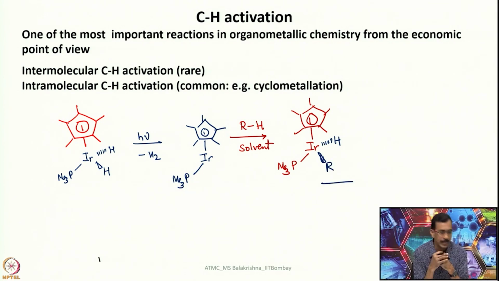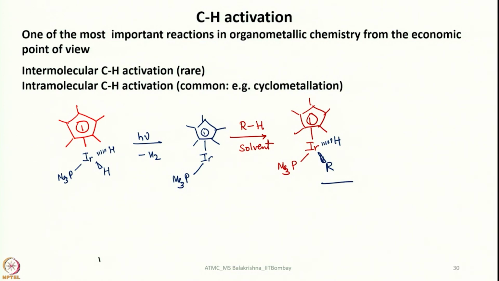This is intermolecular CH activation, and then one can also think of intramolecular CH activation that can only happen in some cases where we are using special types of molecules, or there is some way we can generate that kind of intermediates. So, let me show that one. Let us consider a platinum complex. We have these 2 groups.